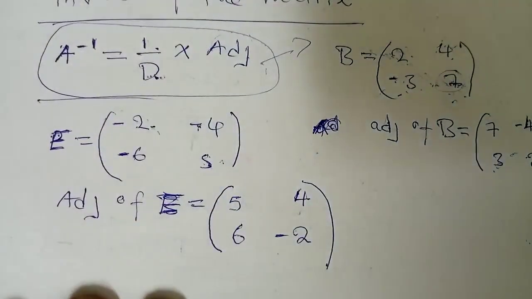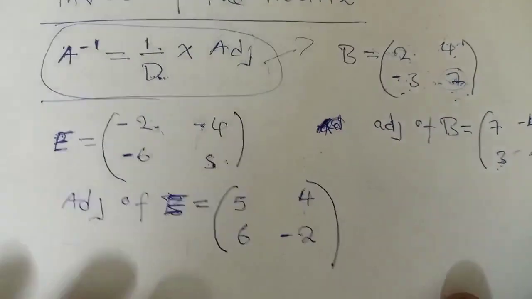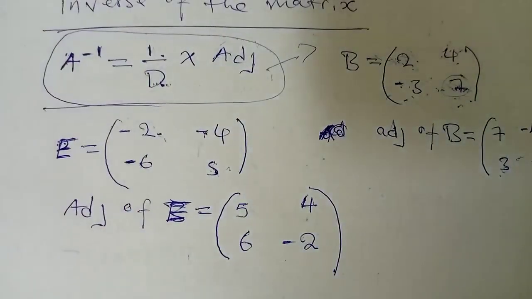This is how we find the adjugate of the matrix. So now a question comes, where you are given a full question like this.